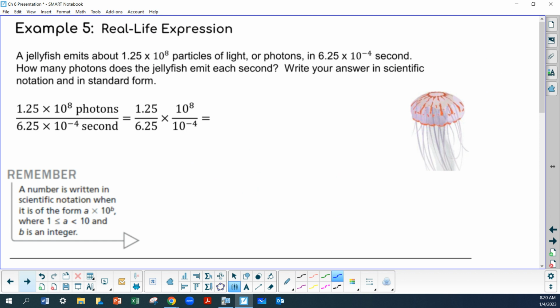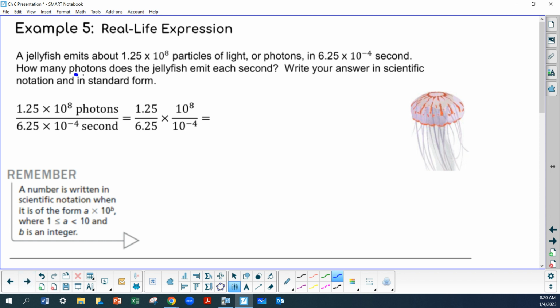All right, we have a couple real life situations here. Let's run through them. A jellyfish, ooh, never been bitten by one, thank goodness. A jellyfish emits 1.25 times 10 to the 8th particles of light, or photons, in this amount of seconds. Really, really small. Really, really fast, I guess. How many photons does the jellyfish emit each second?